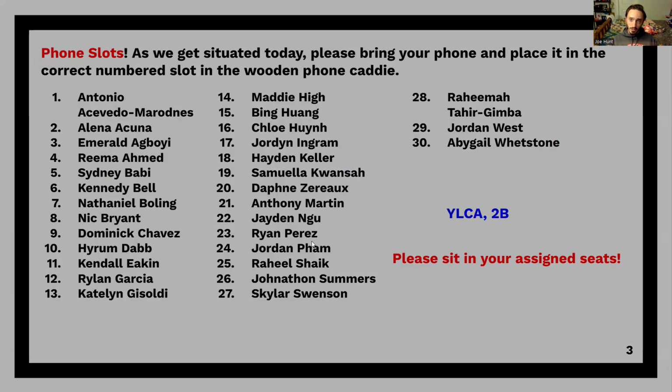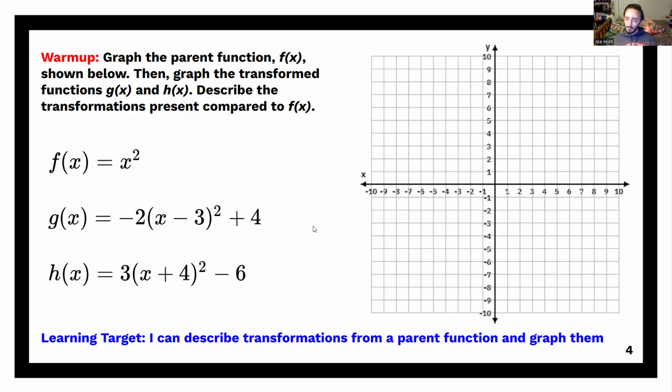Otherwise, I'm going to get you rolling here with a quick warm-up. Here, you're going to be given three functions, f of x, g of x, and h of x. They're all quadratics. Two of them are written in vertex form. F of x is what we refer to as the parent function. It's the most basic pattern of behavior that a quadratic is going to have before you tack on the different transformations and go from there.